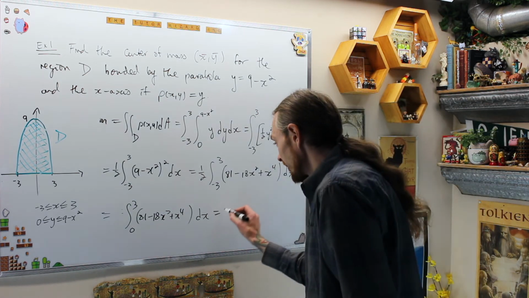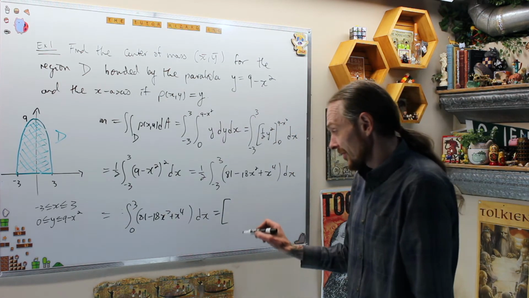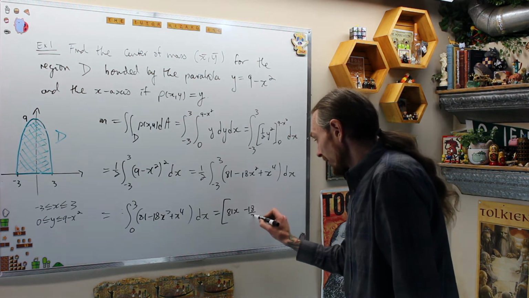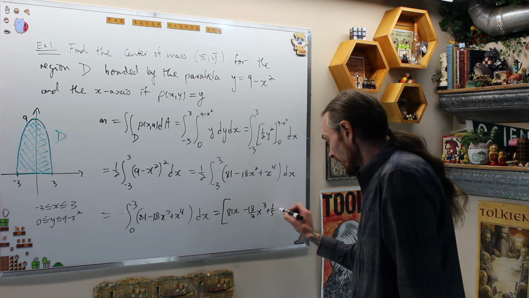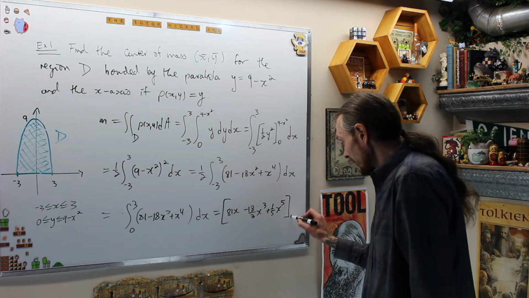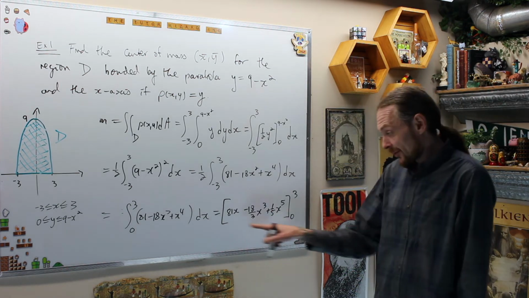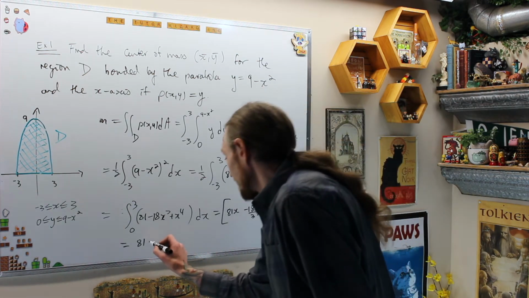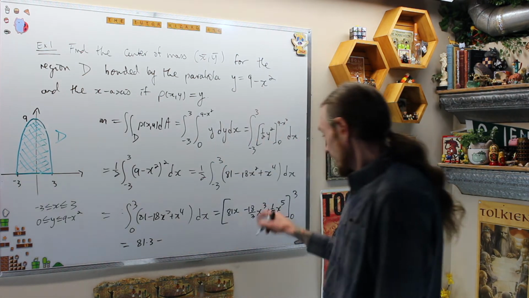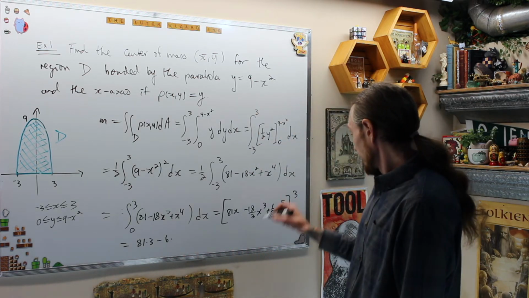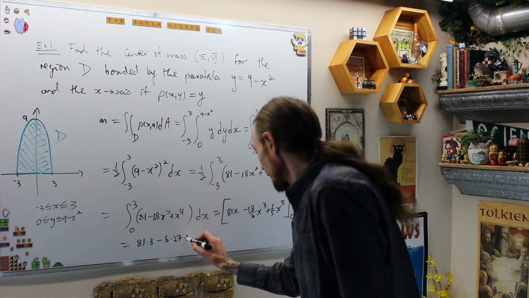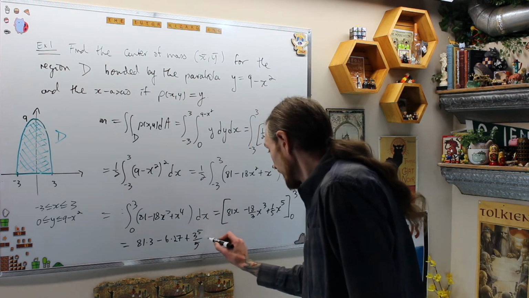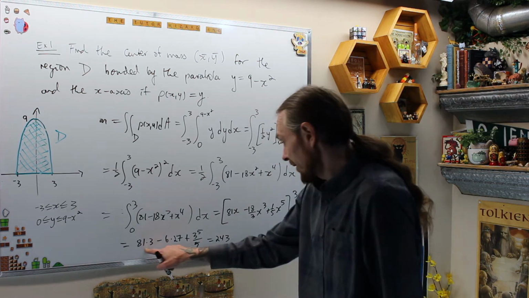This is equal to, now, by the fundamental theorem of calculus part 2, the antiderivative 81x minus 18 over 3 x cubed plus 1 over 5 x to the 5 evaluated from 0 to 3. You see why I didn't want to put -3 in here now. At least 0, yay. This is equal to 81 times 3 minus 6 times 27 plus 3 to the 5 over 5, which is 243.